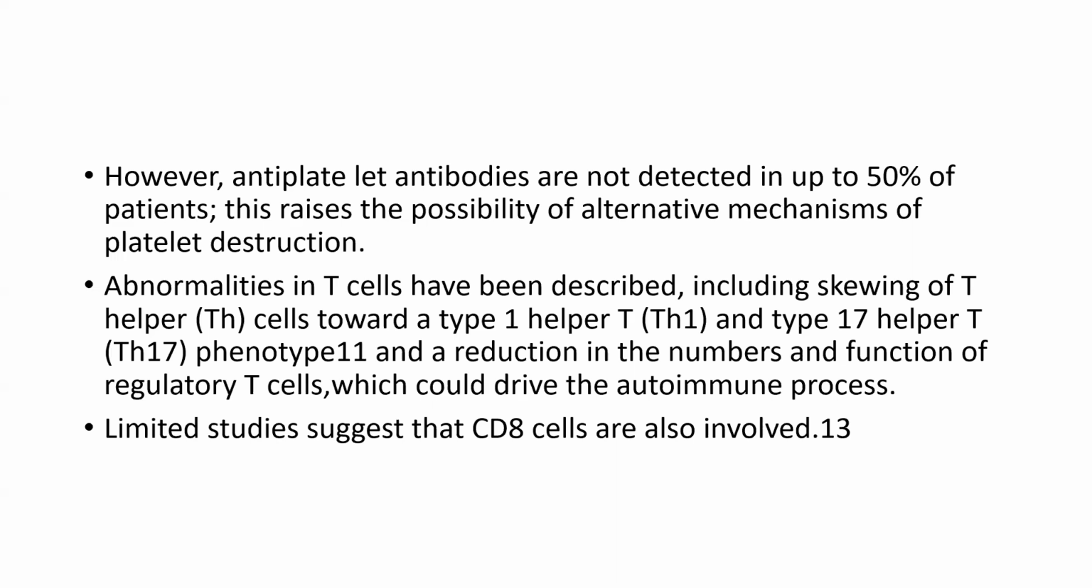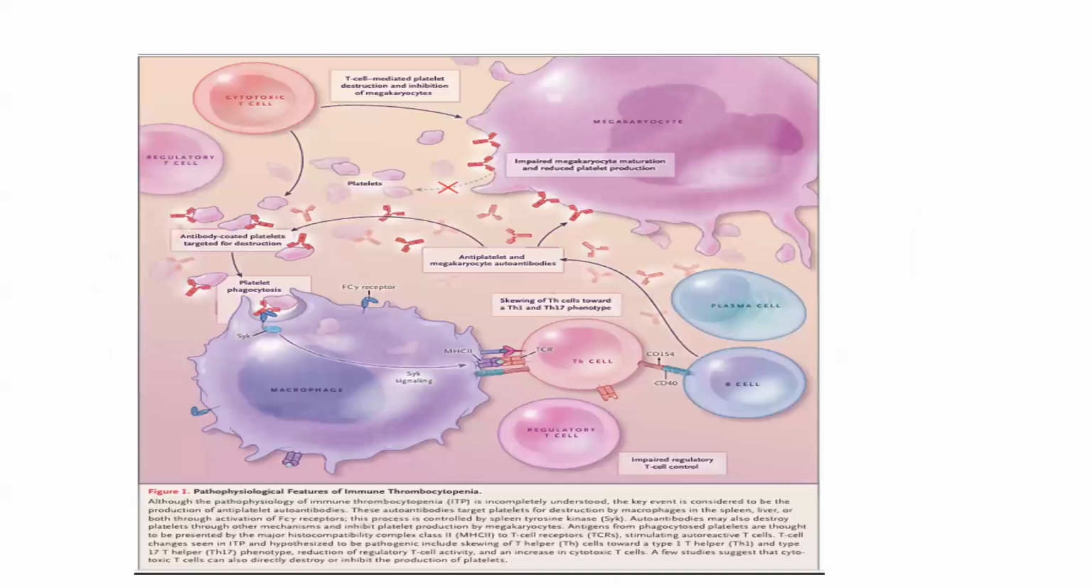However, antiplatelet antibodies are not detected in up to 50% of patients. This raises the possibility of alternative mechanisms of platelet destruction. Abnormalities in the T cell have been described, including skewing of T helper cells towards the type 1 helper T cell and type 17 helper T cell phenotype, and reduction in the number and function of regulatory T cells, which could drive the autoimmune process. Limited studies suggest that CD8 cells are also involved.